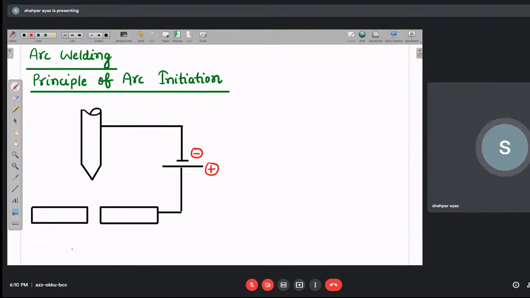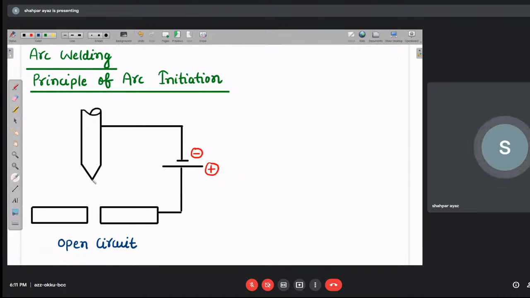Okay. Now, the first circuit is called your open circuit. Remember that. In this open circuit, the current is not flowing between the electrode and the workpiece. Whenever you go into any workshop, suppose you have taken the electrode in one hand and the workpiece in another hand, if you try to start the welding, it is not possible at that moment. Still, it is connected with the electricity, but welding is not possible.